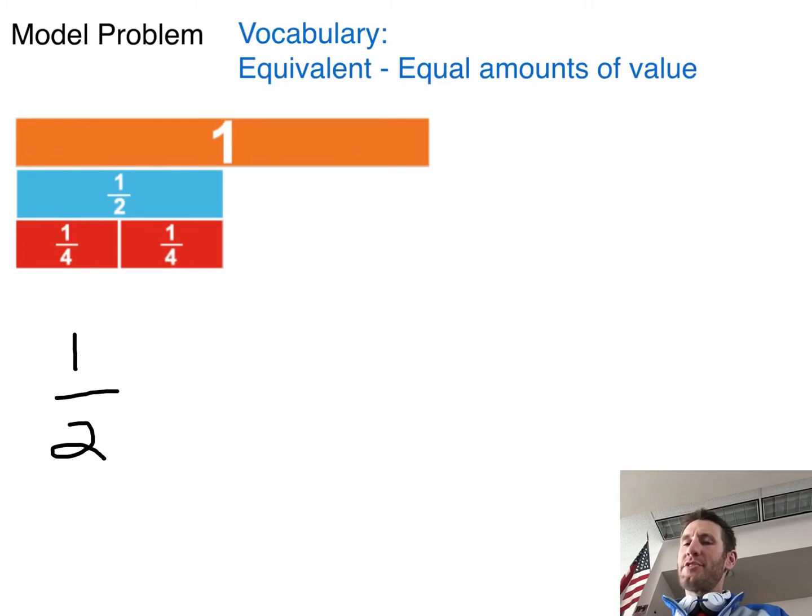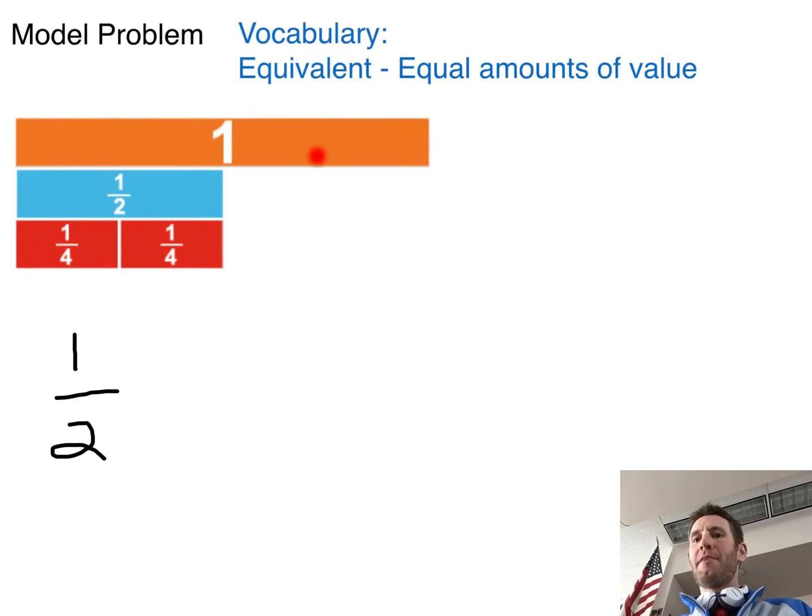One strategy you can use is to draw a model or a tape diagram, as I'm highlighting right here with the pointer. I have one whole as the orange, and that represents one whole. I have 1/2, the blue rectangle, and that represents 1/2 of that whole. And I have two red rectangles that represent 2/4 of the whole. So right away you can see that 2/4 has an equal amount of value, or is equivalent to 1/2.